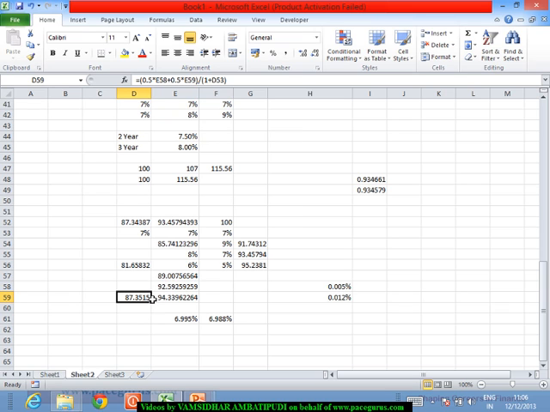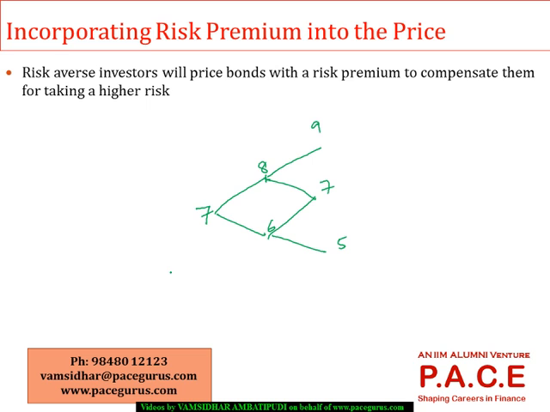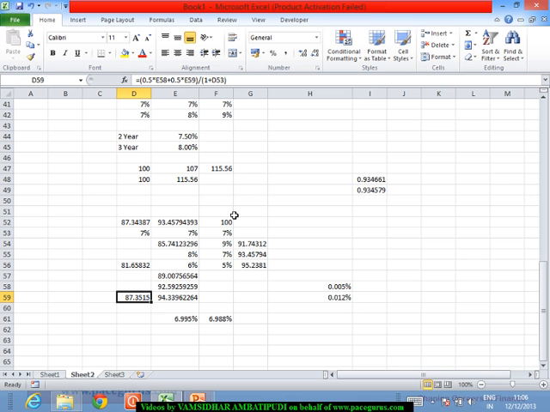87.35 is actually resulting in a slightly higher rate of return. Now what we are saying is I have to incorporate that part as a part of my expected return, because if I take a slightly higher risk, it should result in a higher rate of return for me.